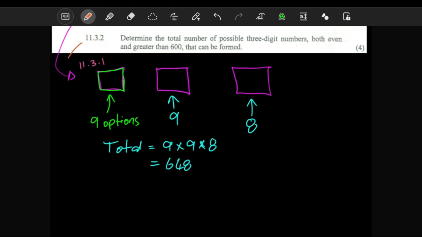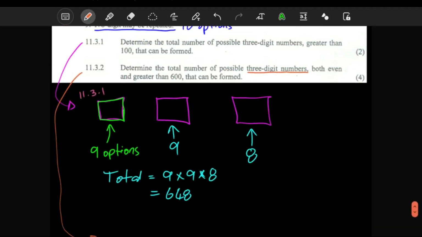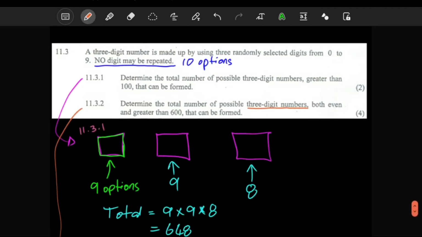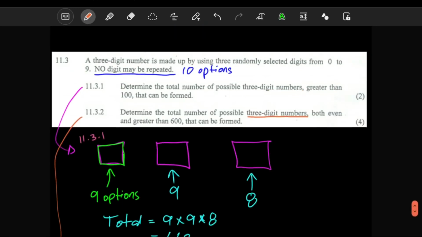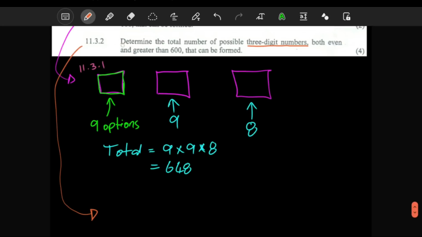3.2 there. Let us do that. Let's see what we got here. They said determine the total number of possible 3-digit numbers, both even and greater than 600, that are formed. So firstly, we have to have a 3-digit code. They should have just said 3-digit code. When they say total number of possible digit numbers, it's so annoying. You could have just said codes. It says determine the total number of possible 3-digit numbers, both even and greater than 600.